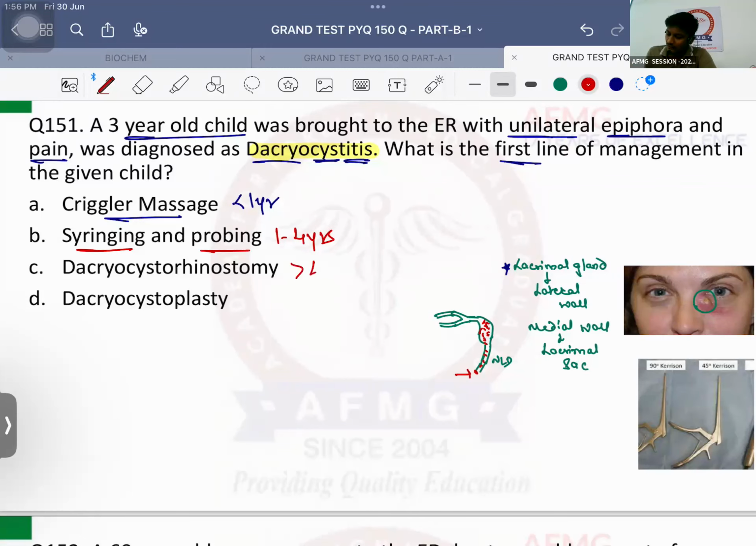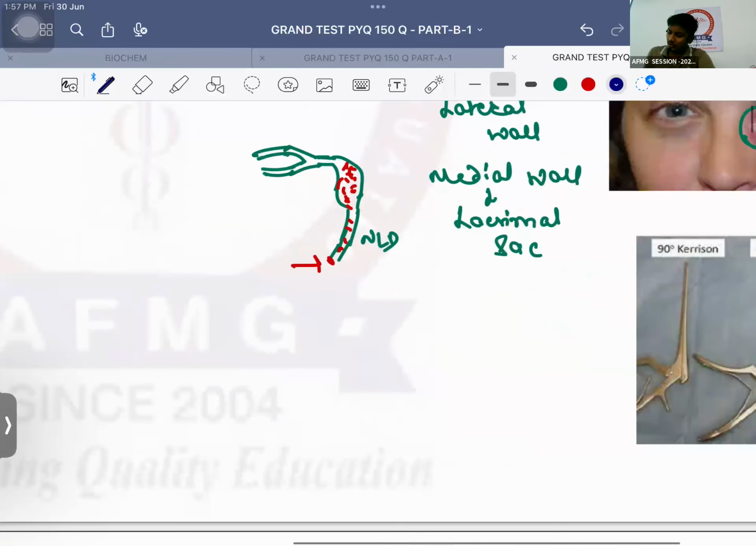Lastly, if the child is more than 4 years of age or in any adult, definitely the treatment of choice is DCR, that is dacryocystorhinostomy. This is a surgery, and stomy is what? Making a new opening, making a new mouth. That means the nasolacrimal duct normally opens into the inferior meatus. Now we will make a new opening for it into the middle meatus. Reason being, the middle meatus is wider, therefore chances of blockage will be much lesser.